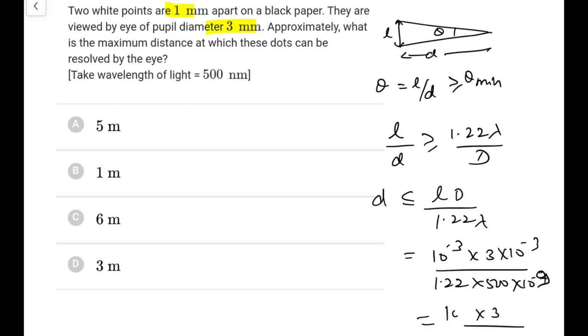So it would be 10 to the power 1 into 3 and this would be 6 approx. So 30 by 6 would be 5 meter approx. That is what we will go for. Go for 5 meter in this particular case. Next.